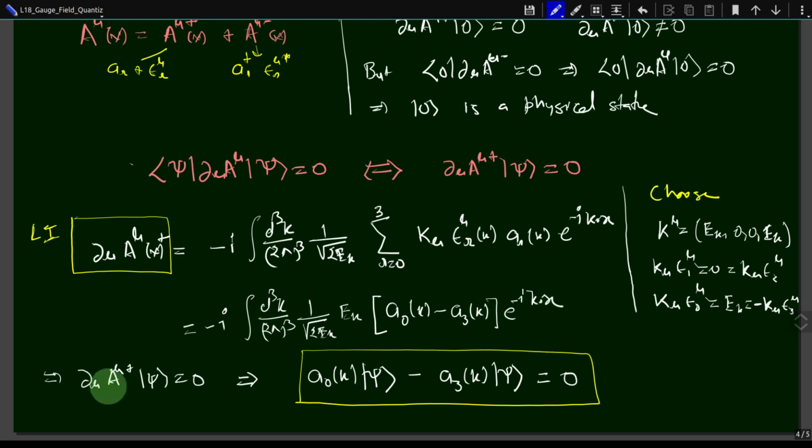So when I say that ∂^μ A_μ^+ acting on psi equals 0, that can be achieved for every position x and every momentum k if and only if for all momentum k, a_{0k} acting on psi minus a_{3k} acting on psi is equal to 0. If I demand that, then I will have this condition satisfied. My gauge condition will be respected. This is the cancellation we were talking about. The gauge condition says that your 0th component and the third component cancel each other.